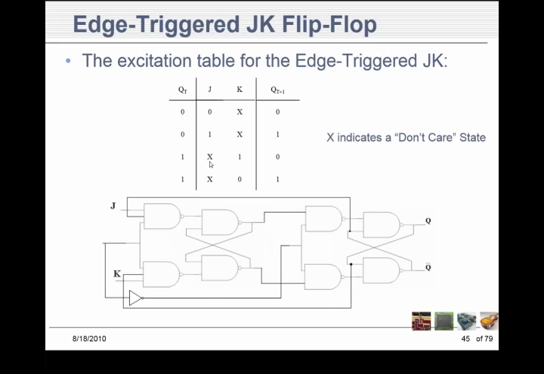Here, if j is 0 and k is 1, it resets it. If they're both 1, it toggles. If j is a 1 and k is a 0, it goes to a set state. If j is a 0 and k is a 0, it goes to a don't change state. So this could also say 0, 0, don't change. If j is a 1 and k is a 0, we set it. If k is a 1 and j is a 0, we reset it. And if they're both 1, it toggles.